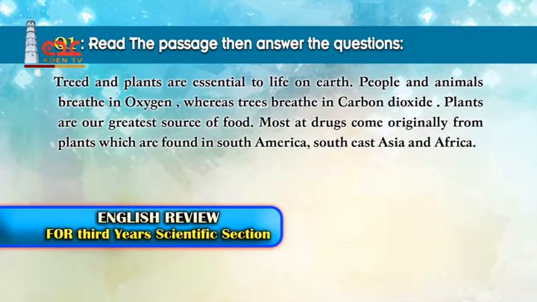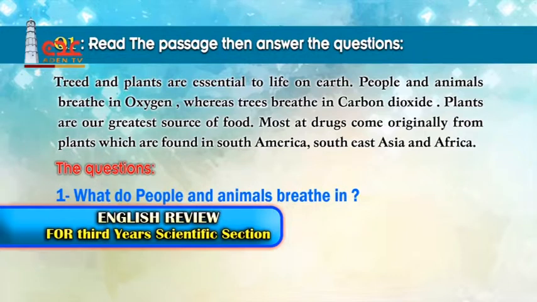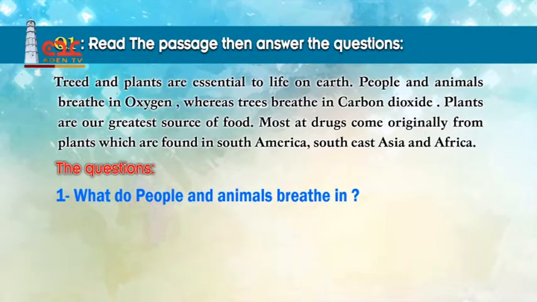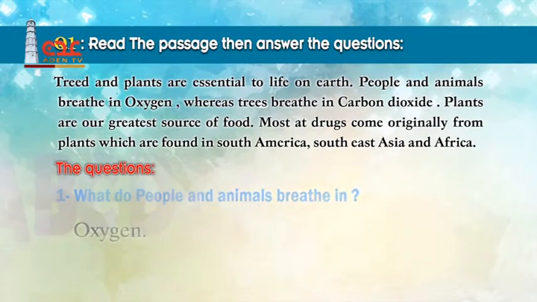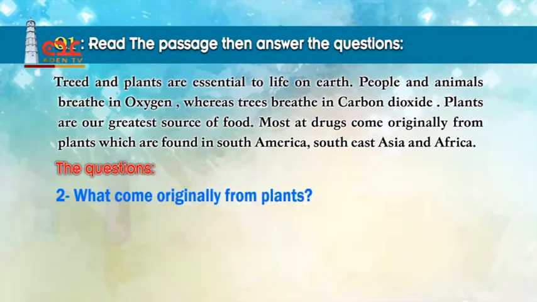Now we are talking about the answers to the questions. Number 1. What do people and animals breathe in? The answer: people and animals breathe in oxygen. Number 2. What comes originally from plants? The answer: most of our drugs come originally from plants.